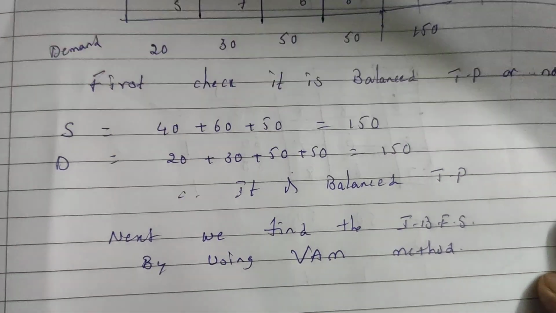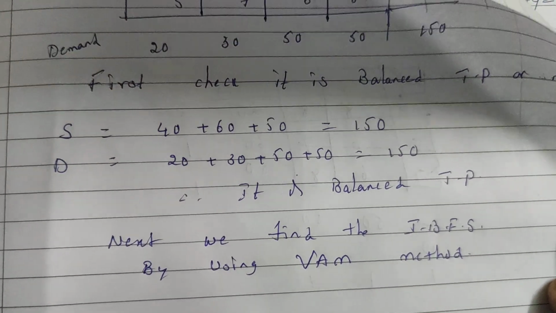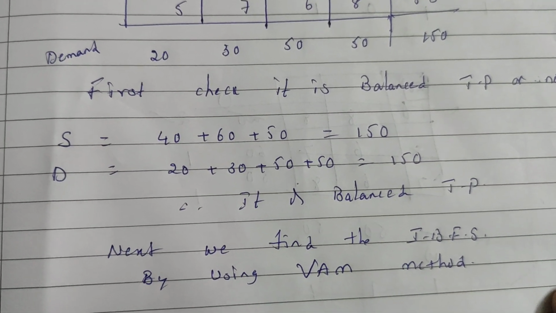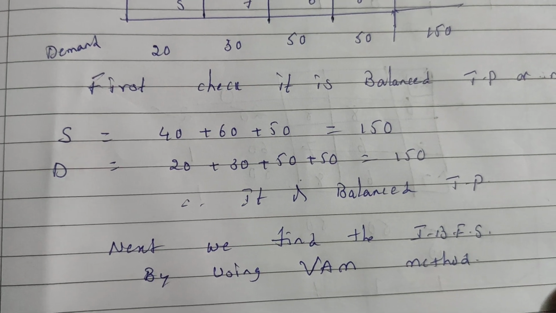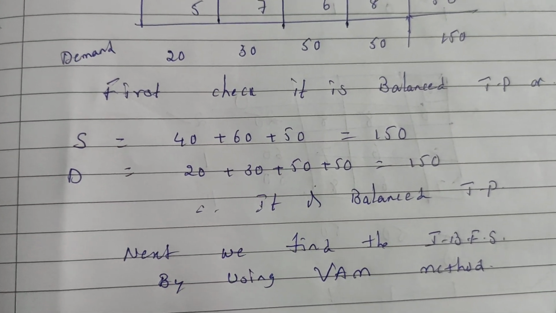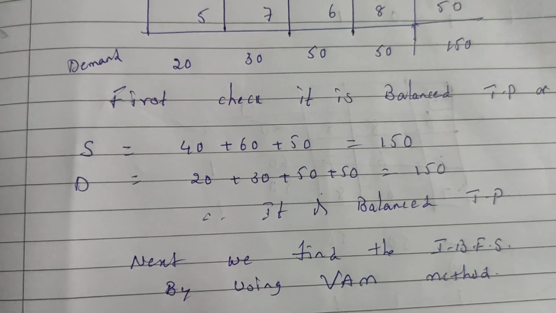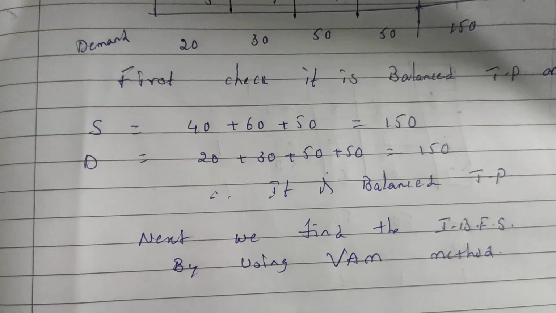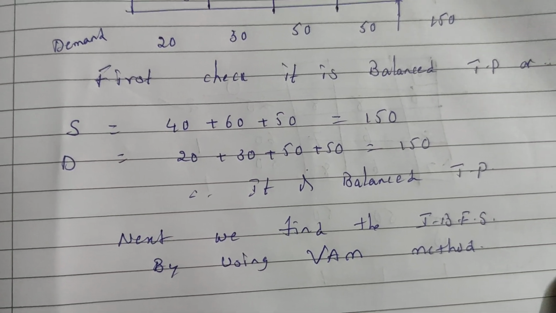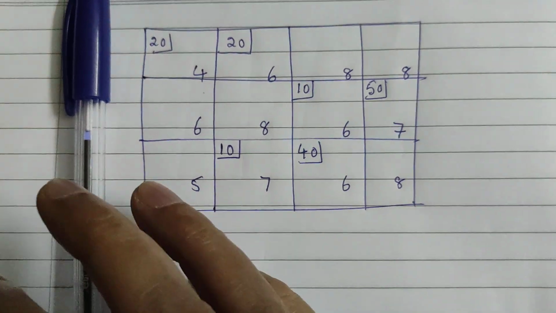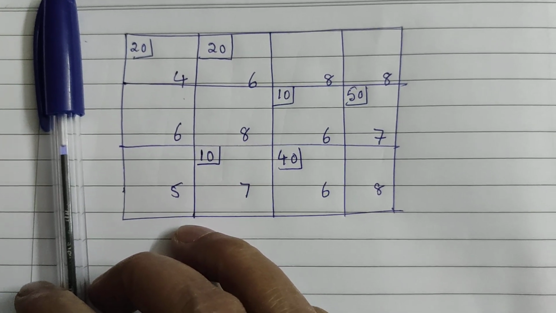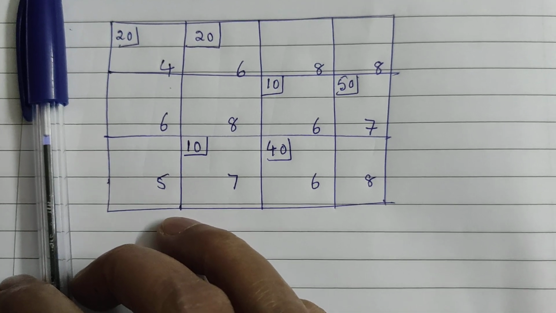Next we find the IBF, initial basic feasible solution. For finding the IBF, we use three methods. First one is the northwest corner rule method. Second one is the least cost method. Third one is the VAM, Vogel's approximation method. Now I am using the VAM. After applying the VAM, the allocations are like that.